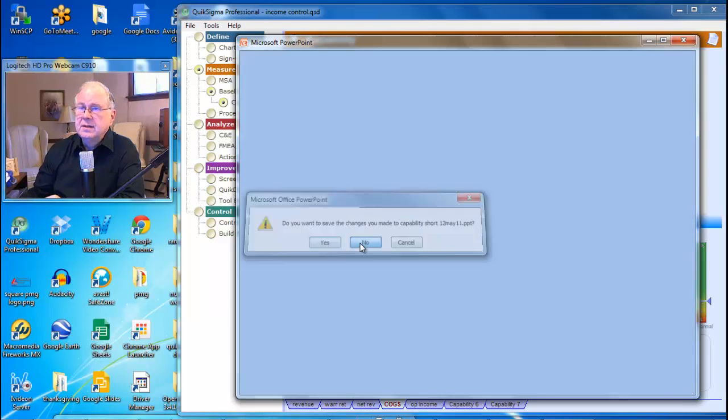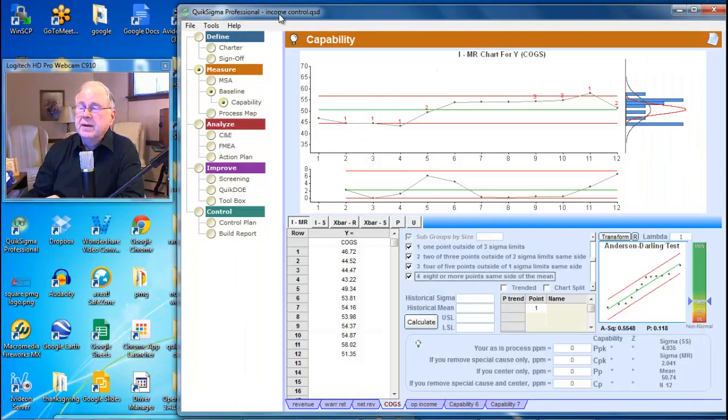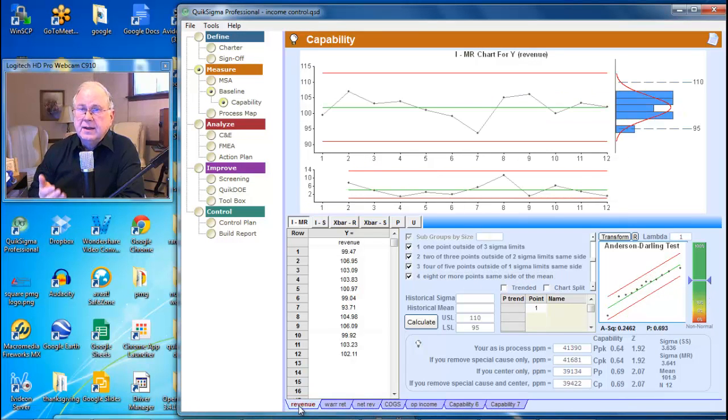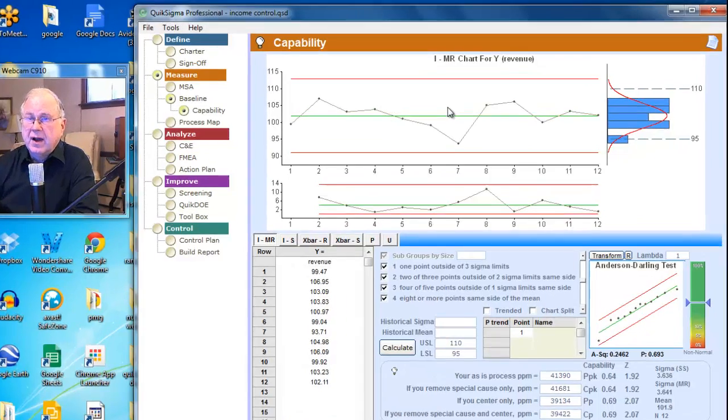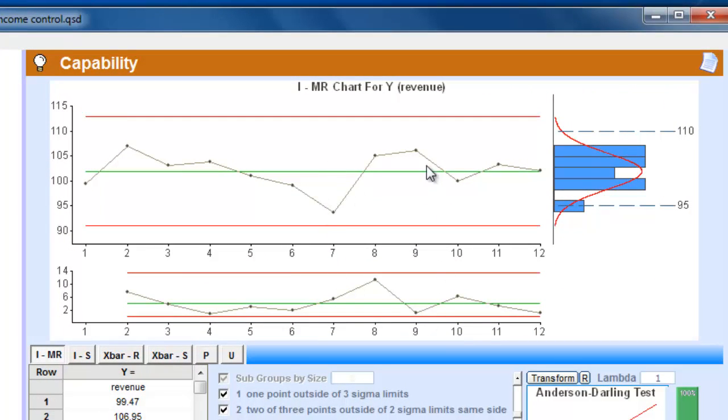I've got Quick Sigma open here, and I have some data up, and let's take a look at that. And here's some revenue data for a hypothetical company, and we're looking at that in an INMR chart. As long as you're just looking at the INMR chart, there is no assumption of normality. Shewhart used the Chebyshev inequality, which is distribution independent. So if we're looking here, it's not a problem.